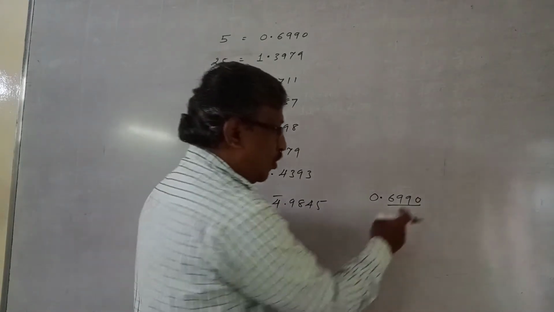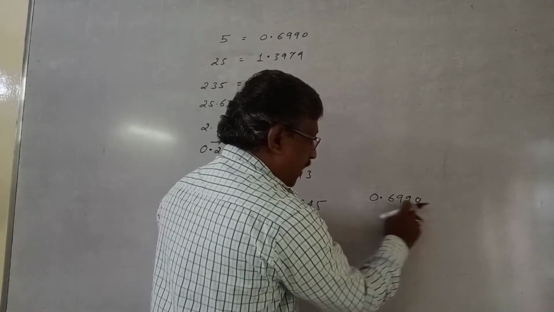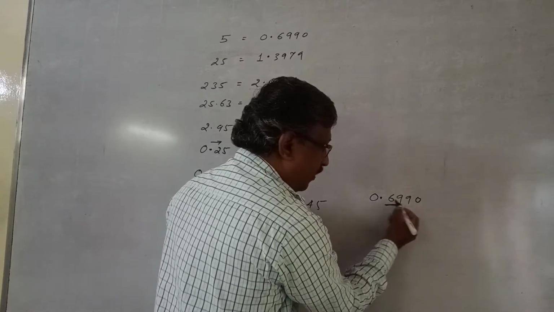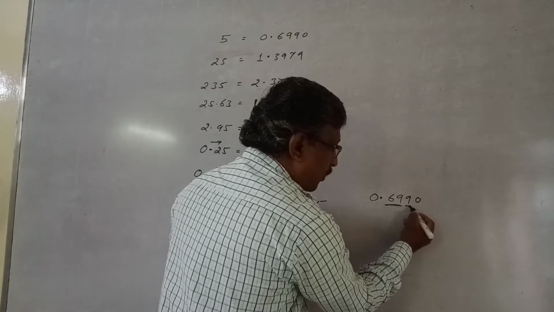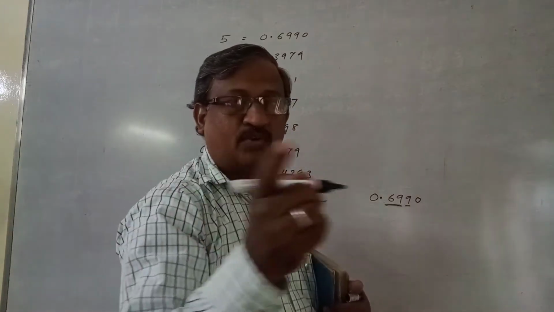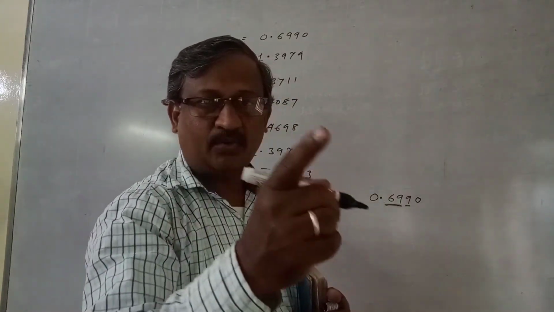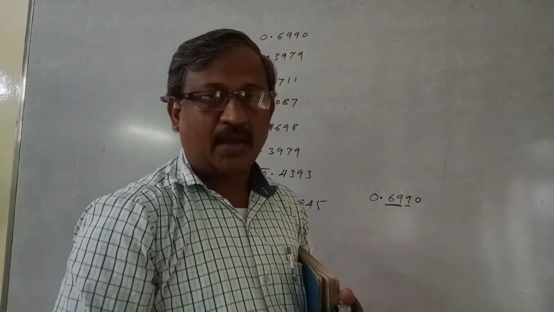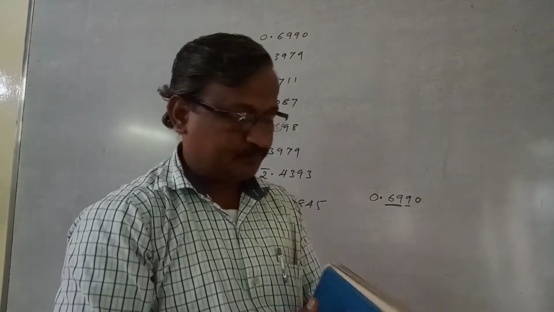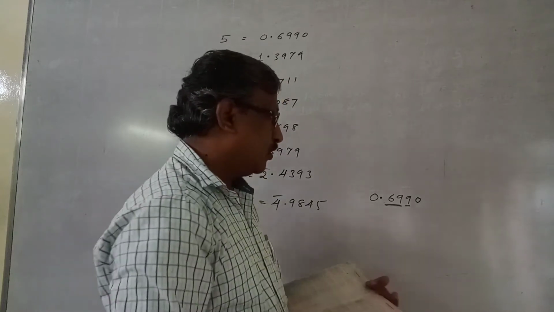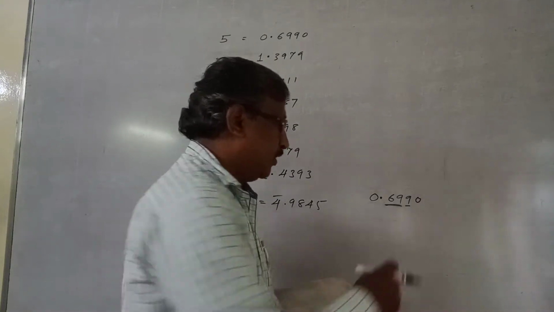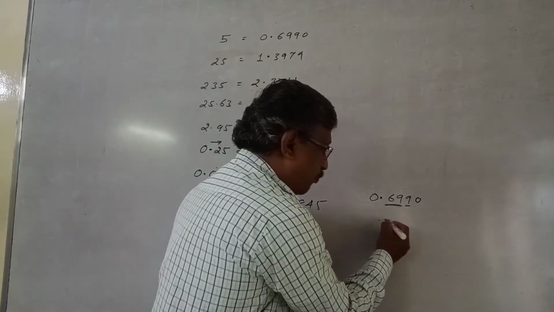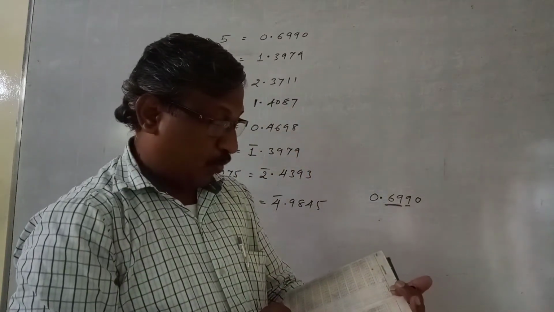So in the anti-log, as I told, in the first column you have to see 0.69. Then the third digit you have to see in the respective columns from 0 to 9, and the last fourth digit we have to see as usual in the mean difference column, right? So in the first column you see 0.69.